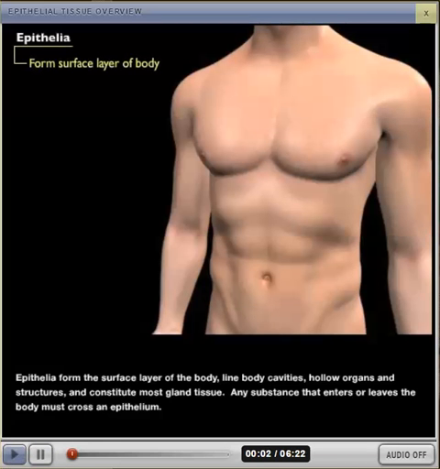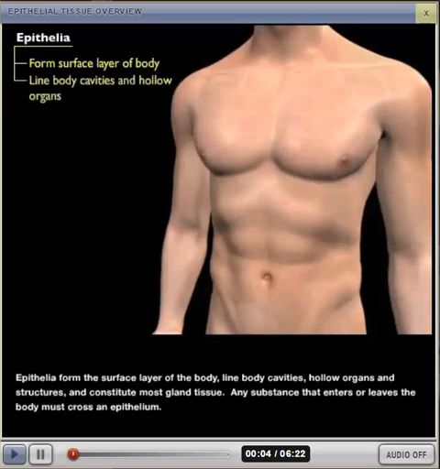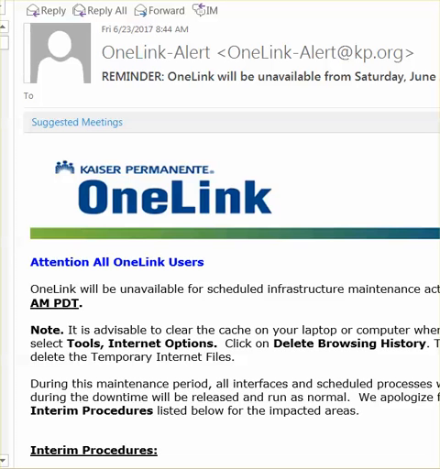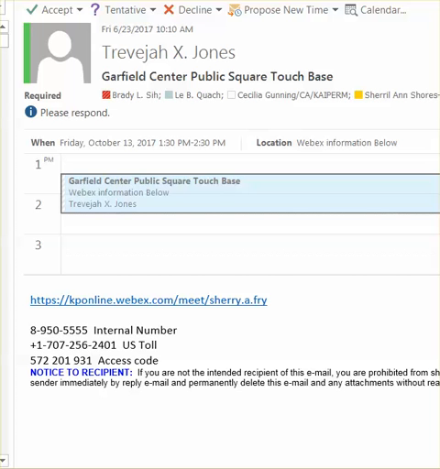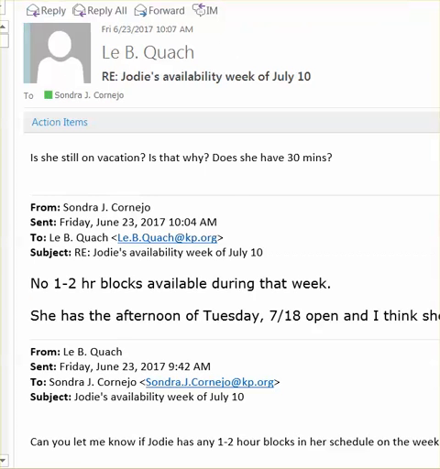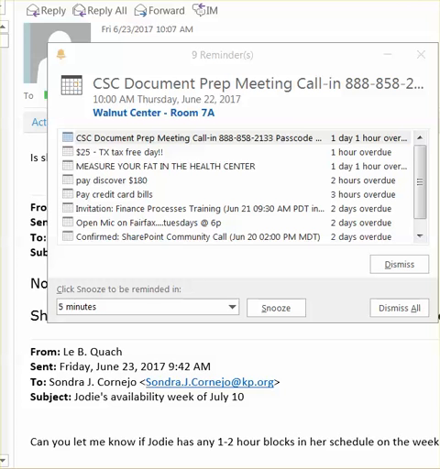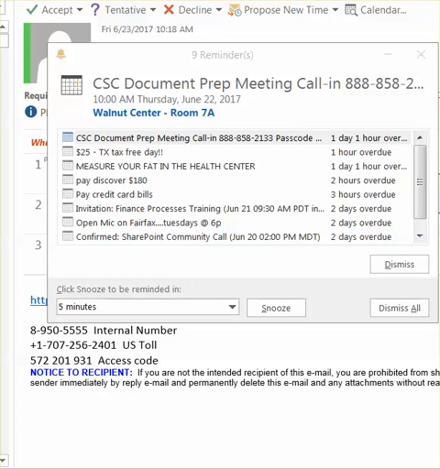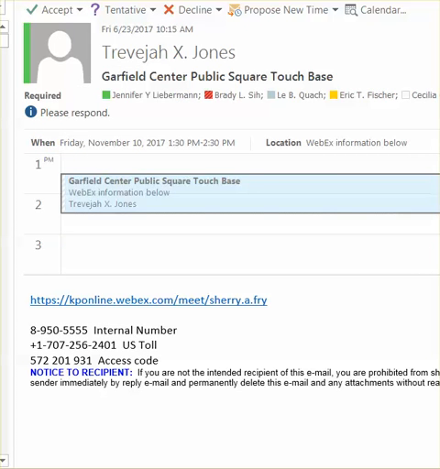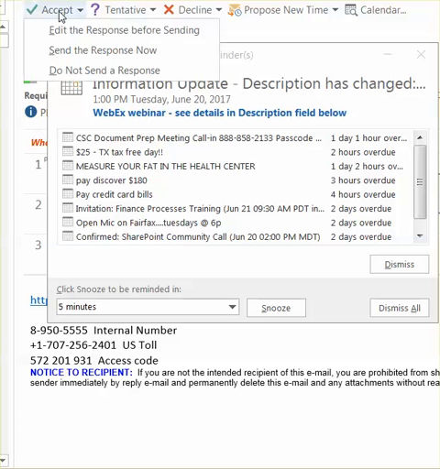Epithelia form the surface layer of the body, line body cavities, hollow organs, and structures, and constitute most gland tissue. Any substance that enters or leaves the body must cross an epithelium. All epithelia consist of one or more layers of tightly packed cells and little or no extracellular matrix between cells. Distinguishing features of an epithelium include a free apical surface and a fixed basal surface.